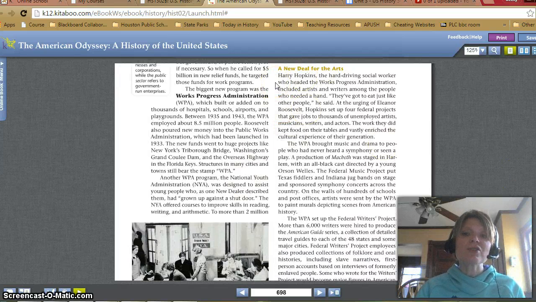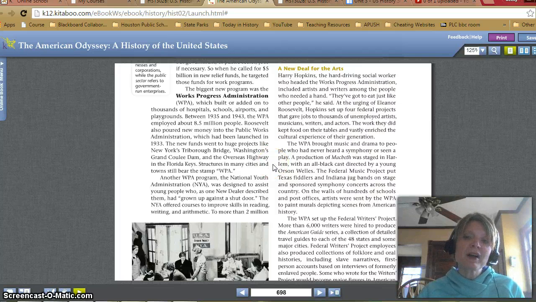Harry Hopkins, the hard-driving social worker who headed the Works Progress Administration, included artists and writers among the people who needed a hand. "They've got to eat just like other people," he said. At the urging of Eleanor Roosevelt, Hopkins set up 4 federal projects that gave jobs to thousands of unemployed artists, musicians, writers, and actors. The work they did kept food on their tables and vastly enriched the cultural experience of their generation. The WPA brought music and drama to people who had never heard a symphony or seen a play.